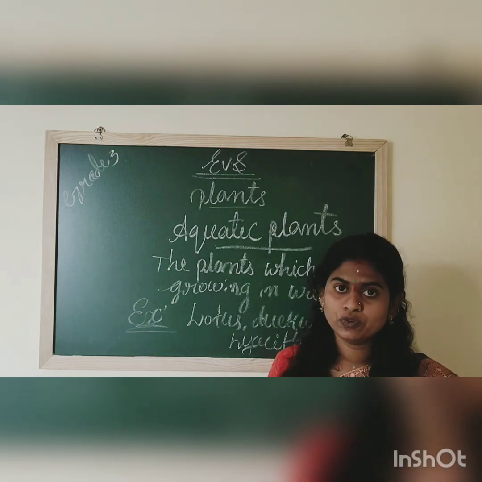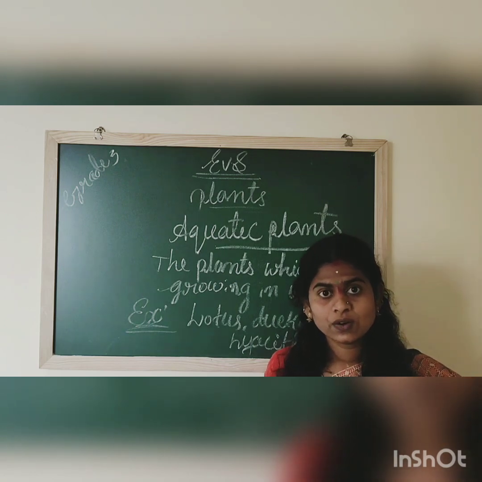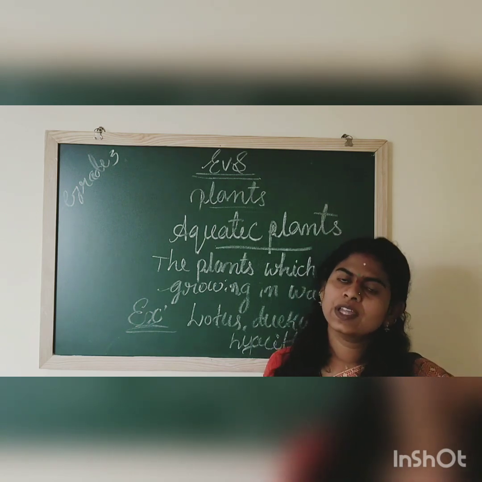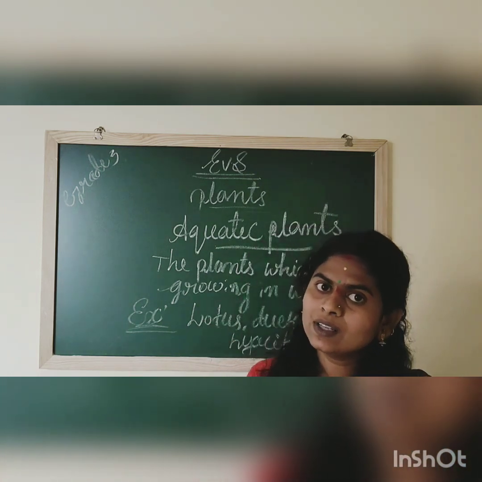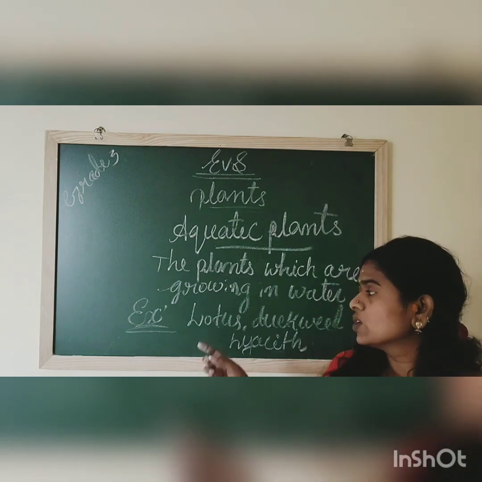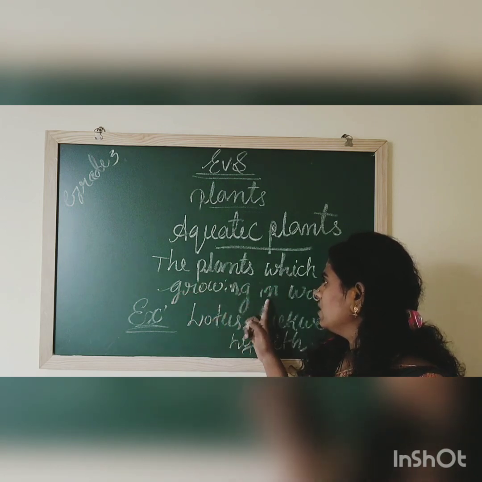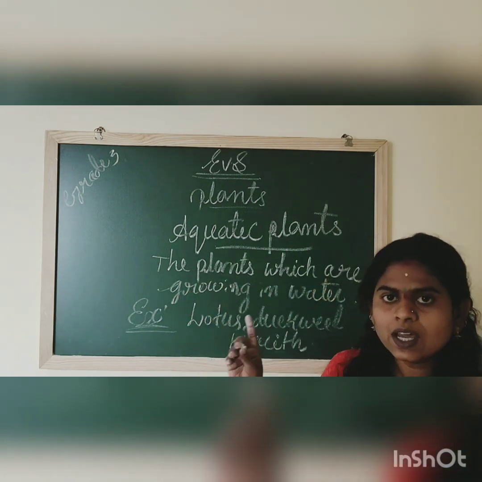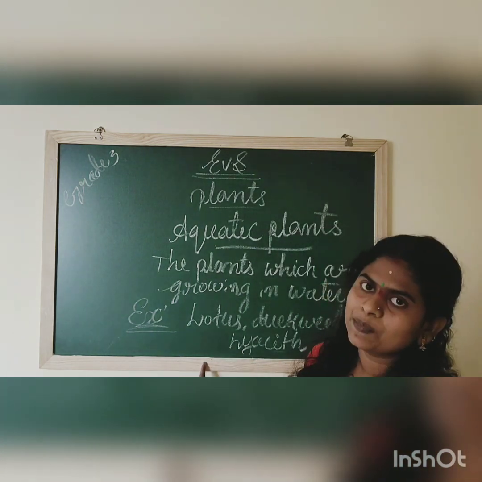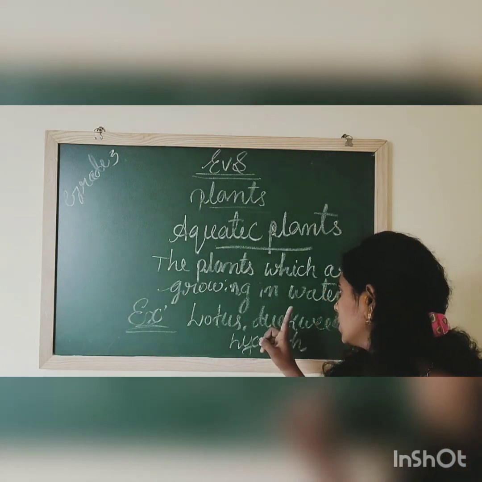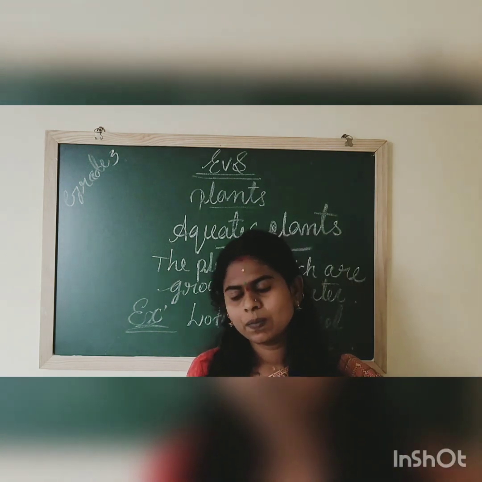Understood? As I told you before, plants can be found everywhere, including the desert, mountains, and marshy regions. There are varieties of regions where plants can grow, but all the plants cannot grow in all the regions due to their climate. So what are aquatic plants? Aquatic plants are plants which grow in water. What are the examples? Lotus, duckweed and hyacinth.